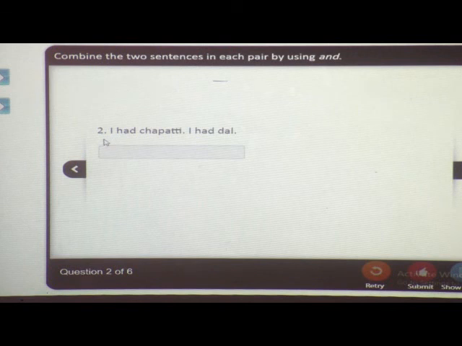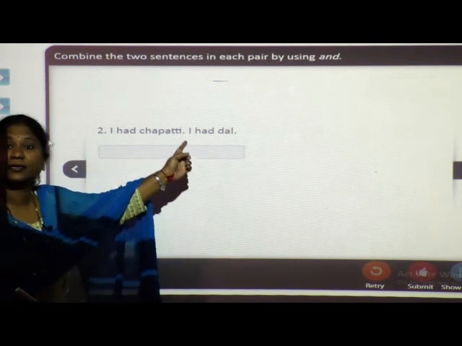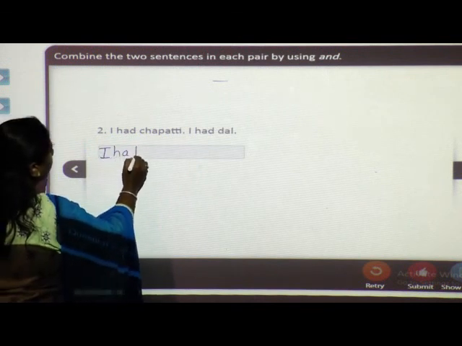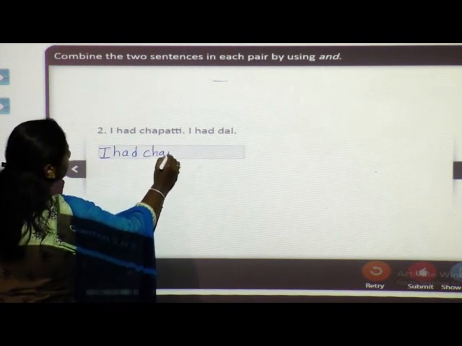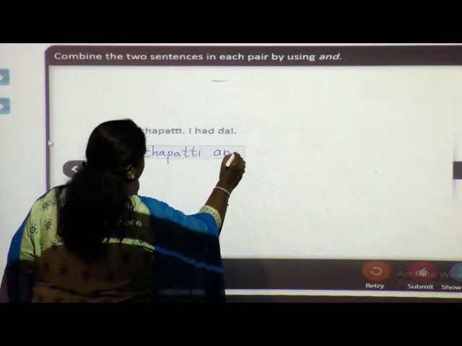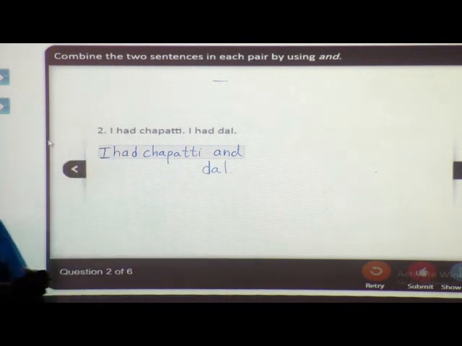Here, the next one, I had chapati, I had dal. So here what you have to use? I had chapati and dal. Okay? So here we have completed this sentence.